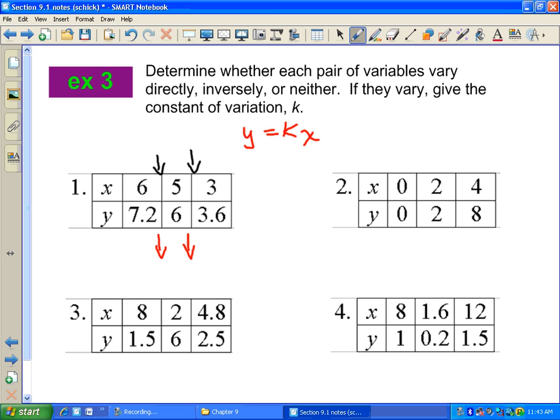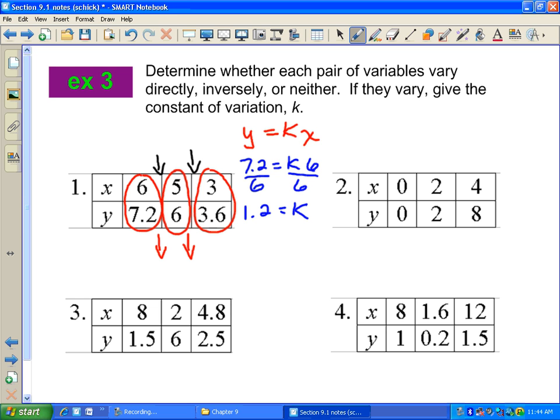Now I want to find k. Well, how do I do this? Well, I have x's and y's, x's and y's. So let's try this. I want to say 7.2 is equal to k times 6. Divide both sides by 6, and I get 1.2 is equal to k.